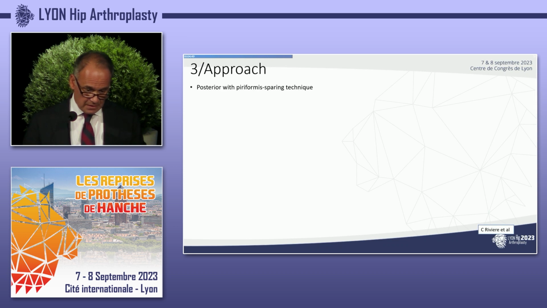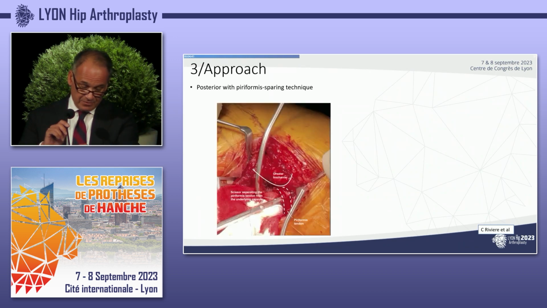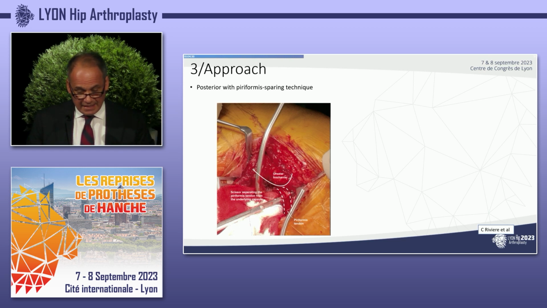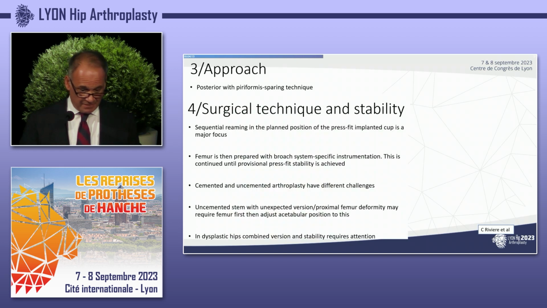The approach. I personally go always posterior, and I do that preserving the piriformis. This is a piriformis preserving procedure. We've done a few thousand cases in the last years, and I have observed that the well-known higher risk of dislocation with the posterior approach has disappeared. I believe this is a historic complication from now on, and this is attributed primarily to the fact that we use larger heads and we preserve muscles and especially the piriformis.